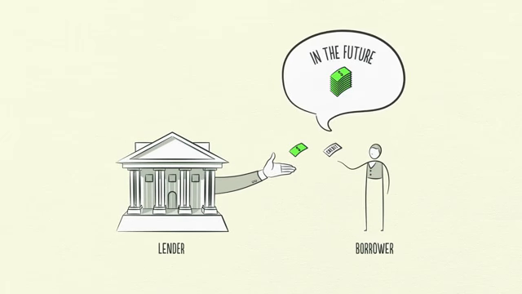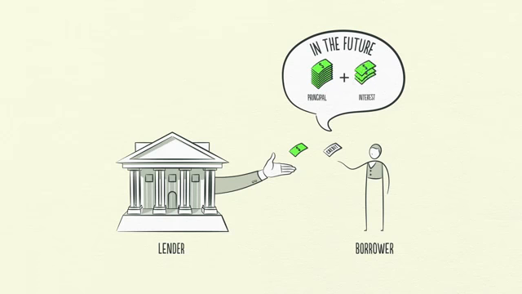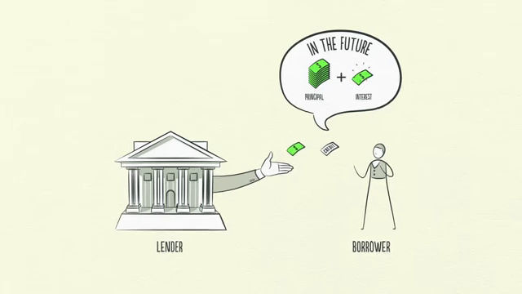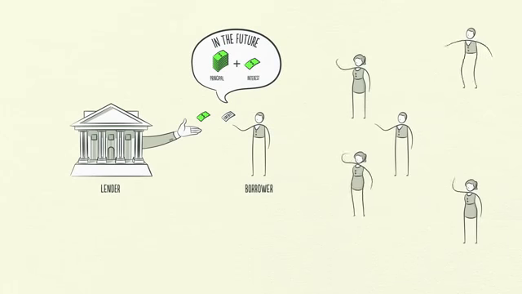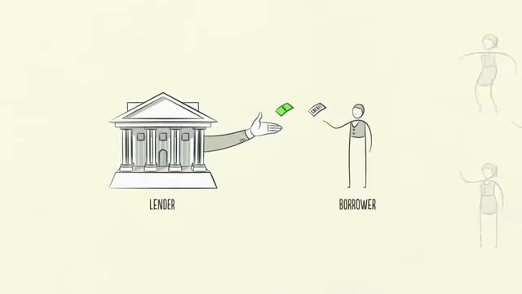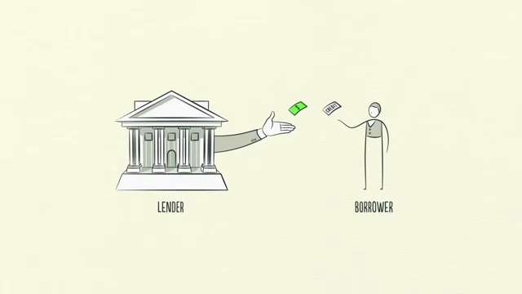Borrowers promise to repay the amount they borrow, called principal, plus an additional amount called interest. When interest rates are high, there is less borrowing because it's expensive. When interest rates are low, borrowing increases because it's cheaper. When borrowers promise to repay and lenders believe them, credit is created. Any two people can agree to create credit out of thin air.